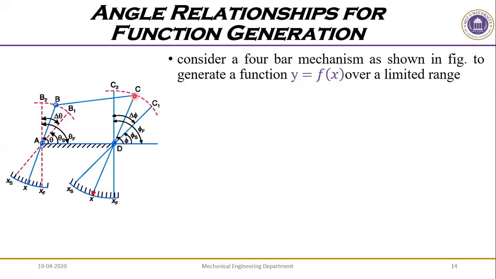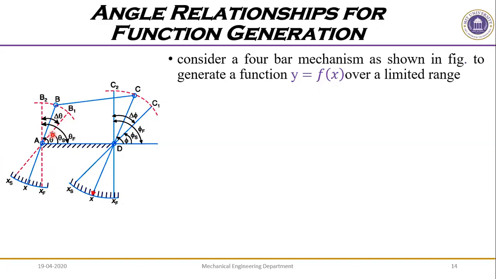Suppose this is a 4-bar mechanism A, B, C and D. In this case, how much displacement is given to the input link in between xs and xf? Here I made a small mistake. It is ys and yf. Output should be in terms of y and input should be in terms of x. So at xf, the output will be from ys to yf.